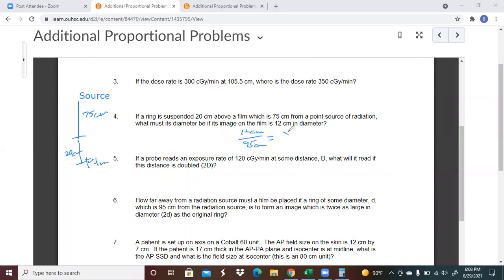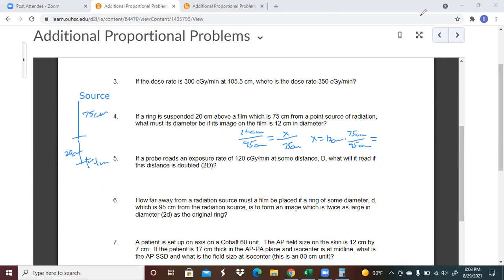So what's the diameter? Or what is the true diameter if we have this going on? So it's actually 75 cm away. So that means that X is equal to 12 cm times 75 over 95. And that stands to reason, this is less than 1. This is 12 cm here. So as we get closer to the source, it should actually be less than 12. Question is by how much?